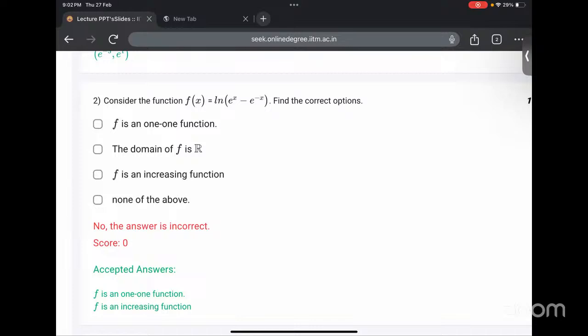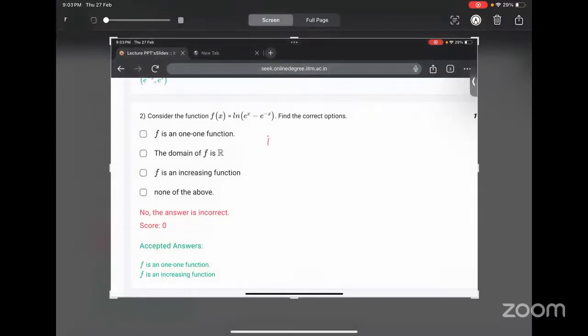And ma'am, how to check? If the function is 1-to-1, it means that the function is strictly increasing, right? No. If it is 1-to-1, it can be increasing, or it can be decreasing too. So if a function is increasing, then the derivative of the function will be positive. This is the result. So if f dash x is greater than 0, that means f is increasing.